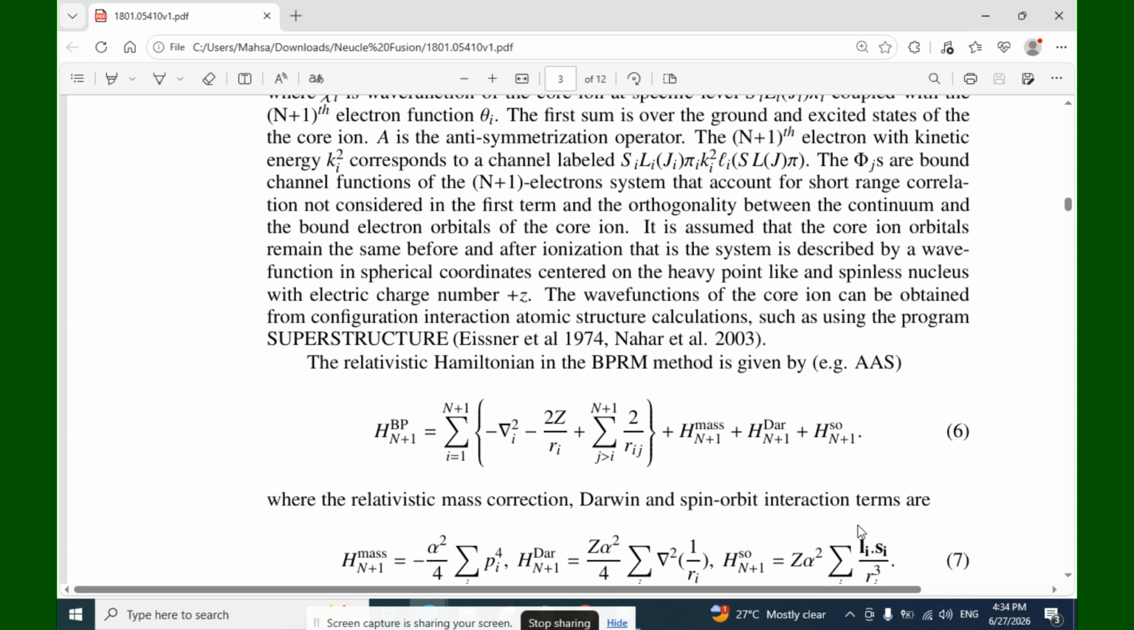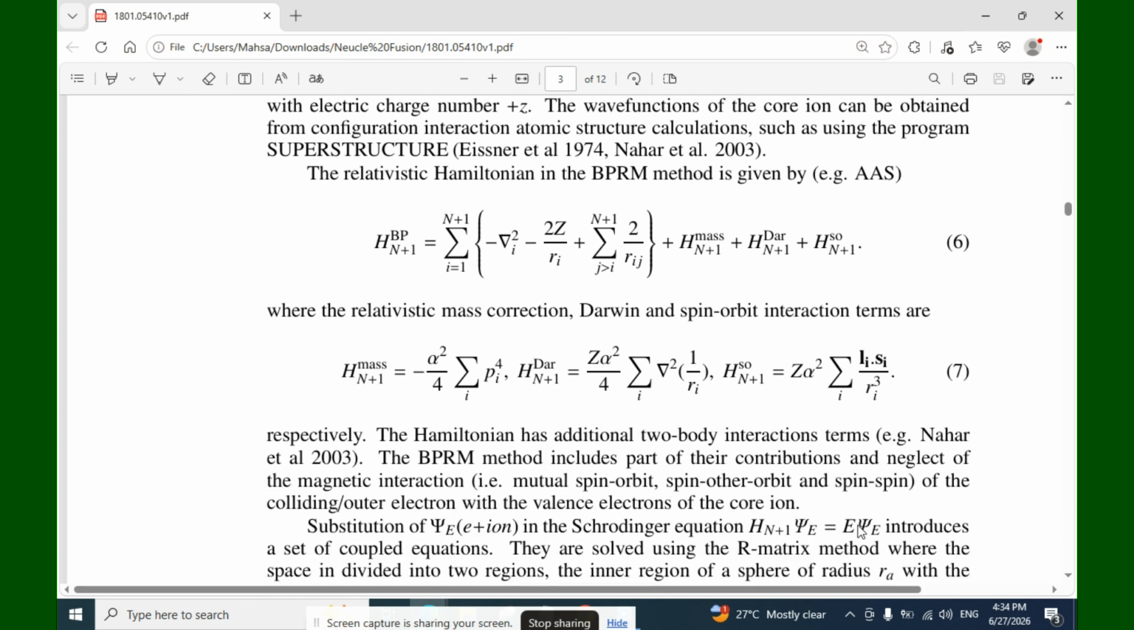The Hamiltonian H_{N+1} is equal to the sum from i = 1 to N+1 of (−∇_i² − 2Z/r_i) plus the sum over j > i of 2/r_ij, plus H_{N+1}^{mass} plus H_{N+1}^{Dar} plus H_{N+1}^{SO}, where the relativistic mass correction, Darwin, and spin-orbit interaction terms are as follows.